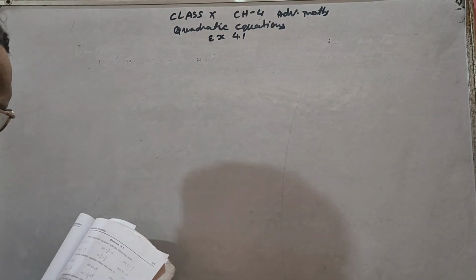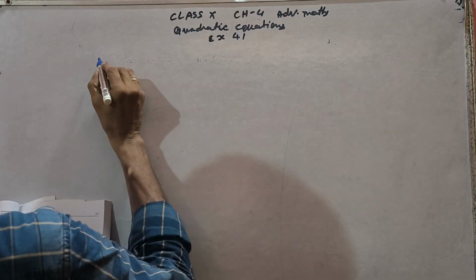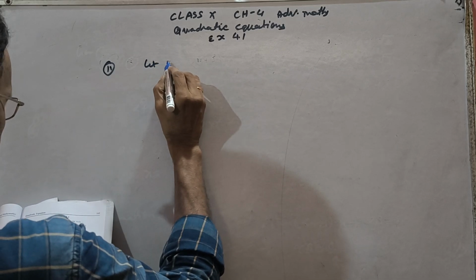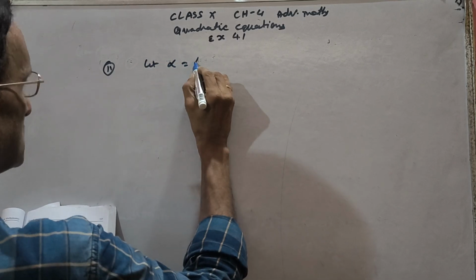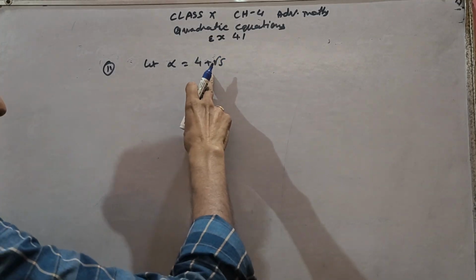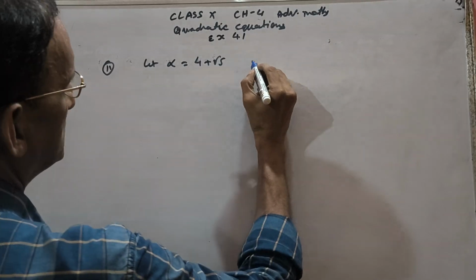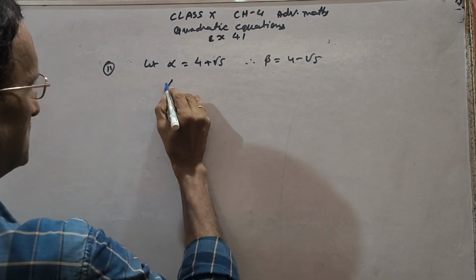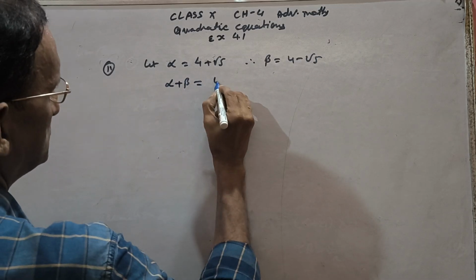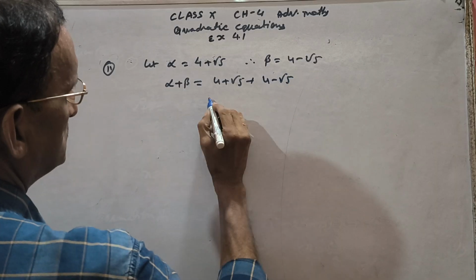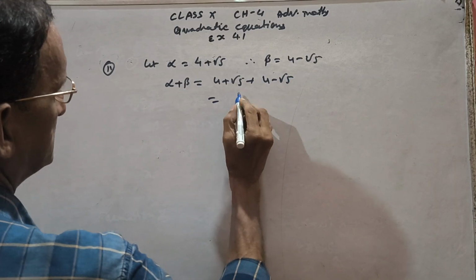Now, what is number 2? This is irrational root is given. Number 2, you can take, let the first root alpha equal to 4 plus root 5. Since irrational roots occur in pair and one is the conjugate of the other, therefore beta will be 4 minus root 5. Then find sum of roots. 4 plus root 5 plus 4 minus root 5, we will get 8.